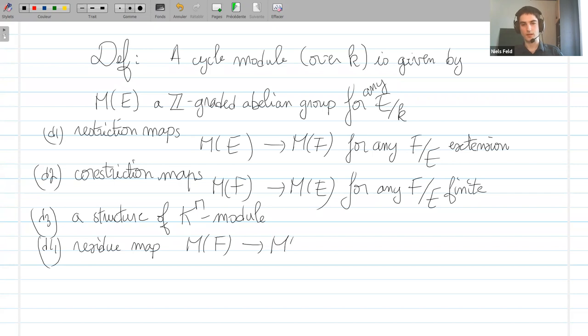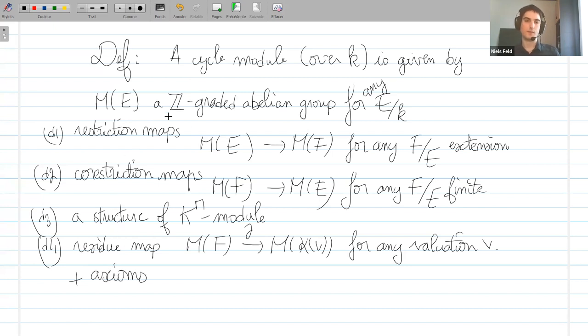So every time I have a valuation over a field, I have a residue map like this, for any discrete valuation. Plus, we have a dozen axioms that basically say that they are natural, and D1 commutes with D2 and D3 and D4, and it works well together.